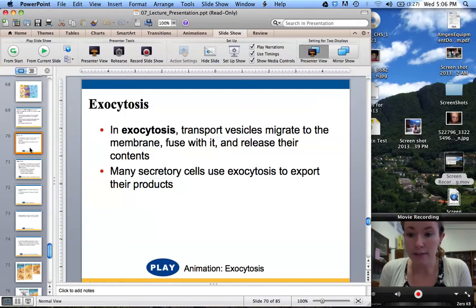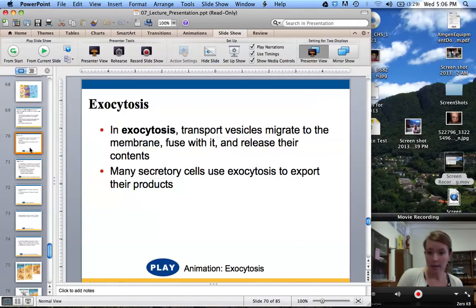And a lot of secretory cells, so like our insulin cells, our pancreas cells that make insulin, these use exocytosis to get rid of their products, because insulin can't cross the cell membrane, so it needs to get rid of it somehow. So the insulin is made somewhere, packaged up by the Golgi, and the Golgi ships it off to the cell membrane, and the cell membrane fuses with the vesicle and opens up, letting the insulin go outside of the cell.